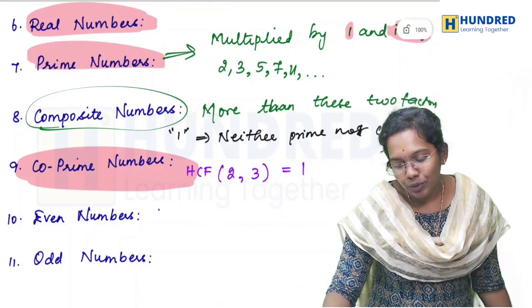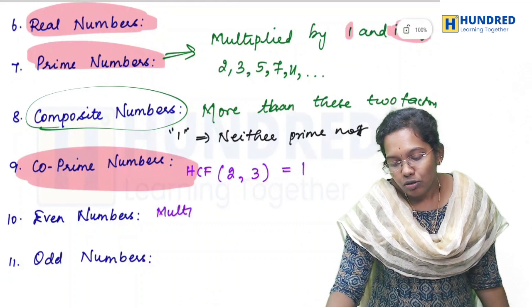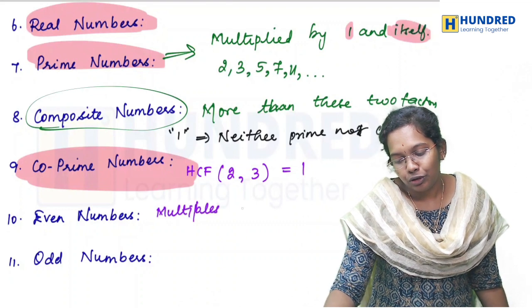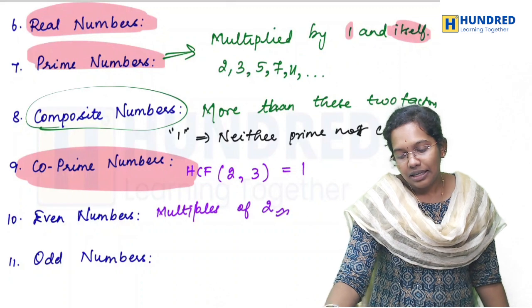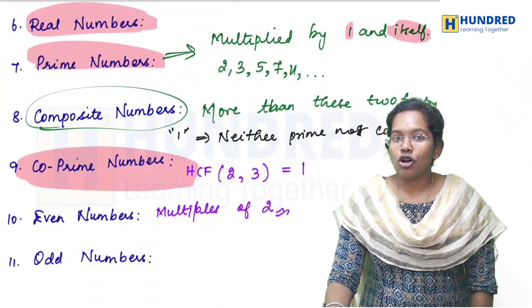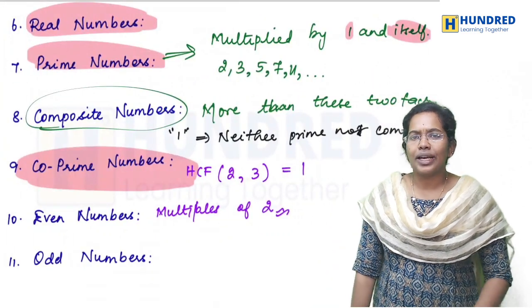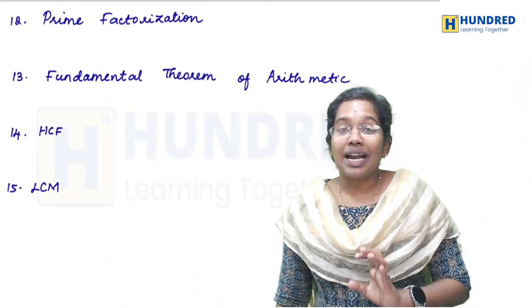Then coming on to even numbers. Even numbers usually are the multiples of 2. Other than the multiples of 2, the other numbers are called what? Odd numbers. Okay, so let's move on to the next, prime factorization.